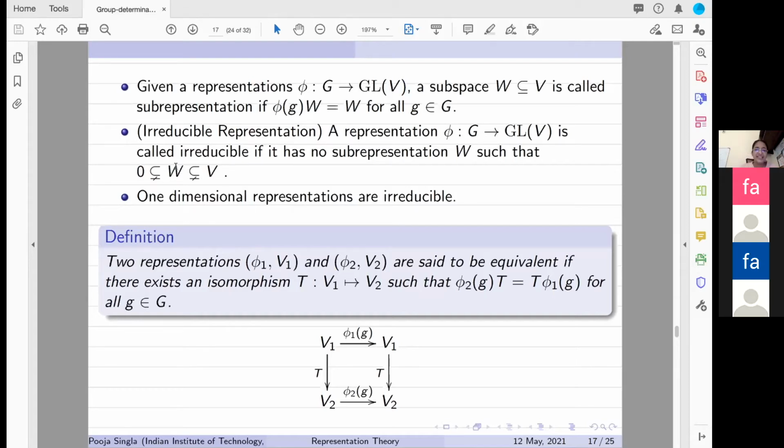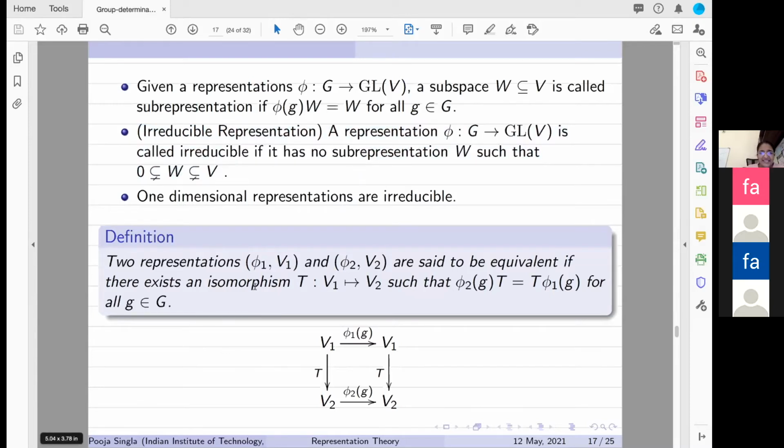Okay. And for example, one-dimensional representations are irreducible. I cannot have a subrepresentation in between. The dimension is just 1. Any proper subspace is going to be 0-dimensional. So nothing else is possible. So this is irreducible. I need this notion, the word irreducible representation. I'll be using it while stating the result.